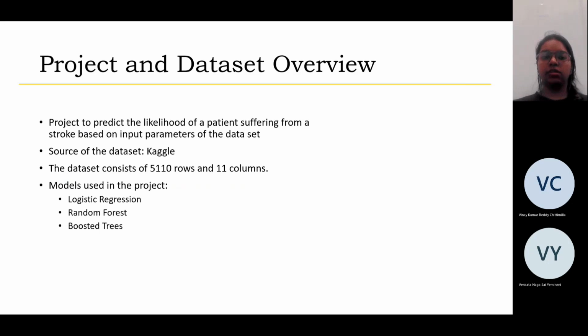The project and dataset overview. This project is about predicting the likelihood of a patient suffering from a stroke based on input parameters of the dataset. We have taken this dataset from Kaggle, and it consists of more than 5,000 rows and has 11 columns like gender, age, etc. For this project, we will be using three models: logistic regression, random forest, and boosted trees.